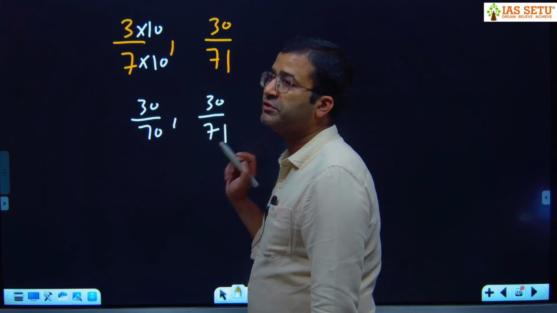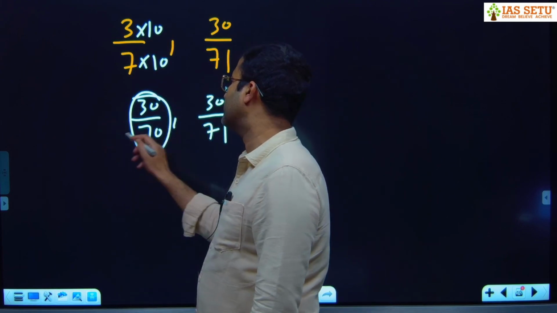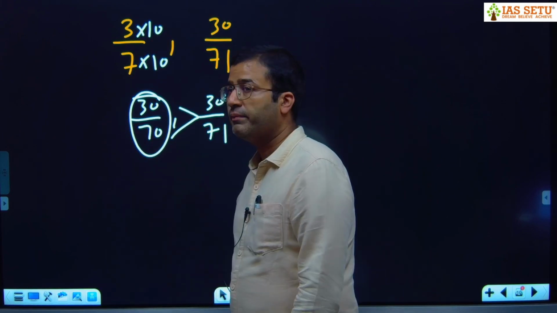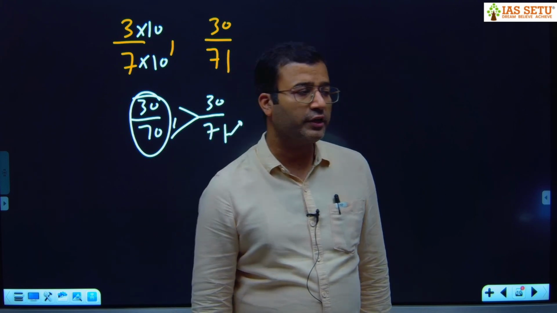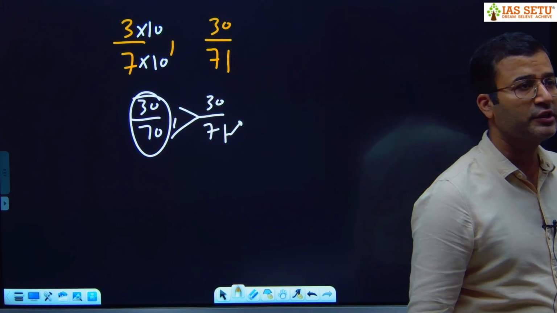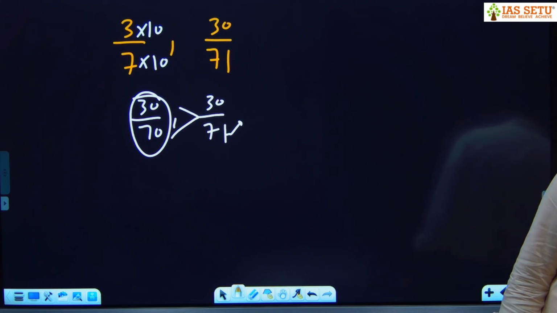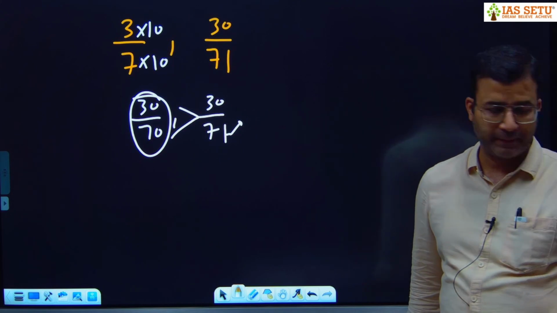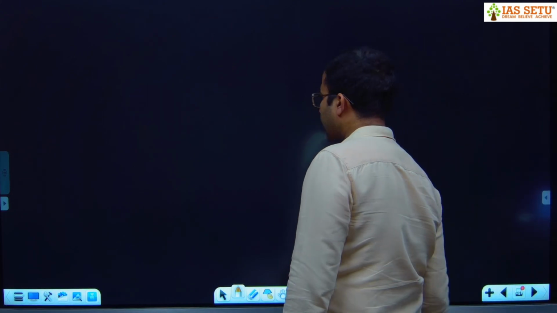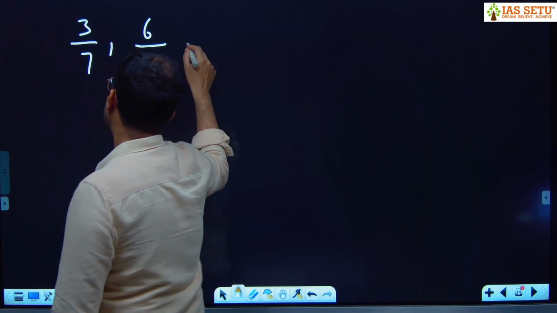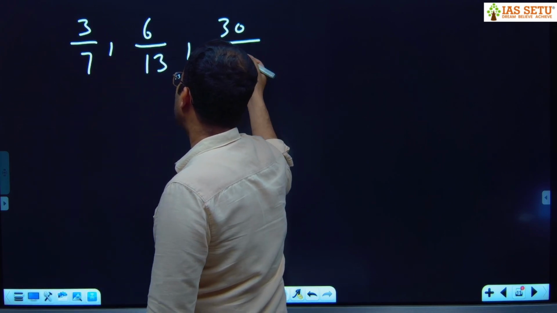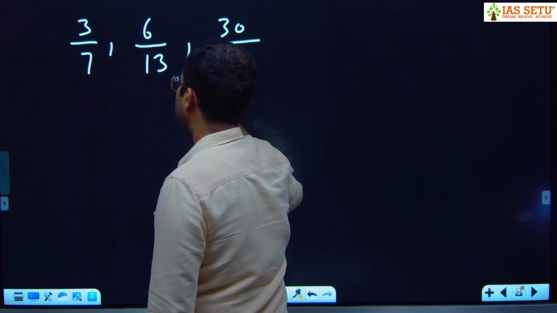Now tell me which one is larger. 30 upon 70 is larger because as denominator increases, value decreases. So here what we will do, if our numerator is not the same, we can try to make the numerator the same. Like I solve one more question for you. 3 by 7, 6 by 13, 30 upon 67.